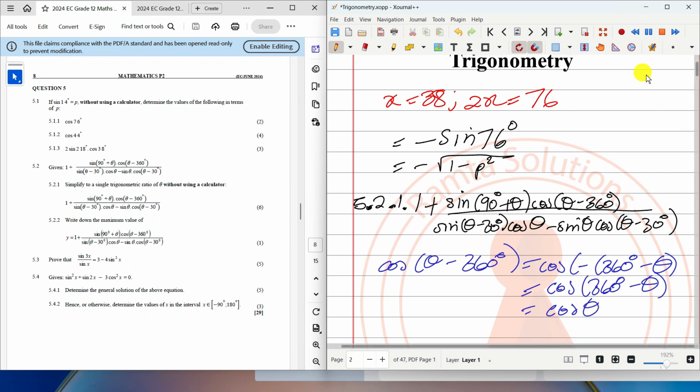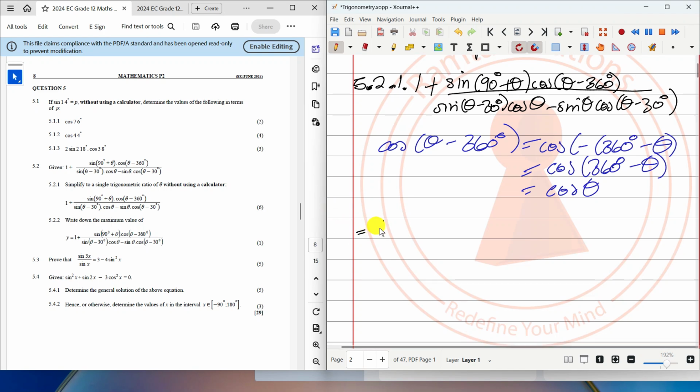Right? Now, proceeding, this is 1 plus. What is sine in the 90 plus quadrant? Which quadrant is that? It is the second quadrant. So sine in the second quadrant is positive. But because this is a 90 degrees, it will change. It will become cos theta. Remember, I didn't change the sign of the sine function. Right, cos theta times cos of theta minus 360, I just showed you, you can simplify as cos theta.